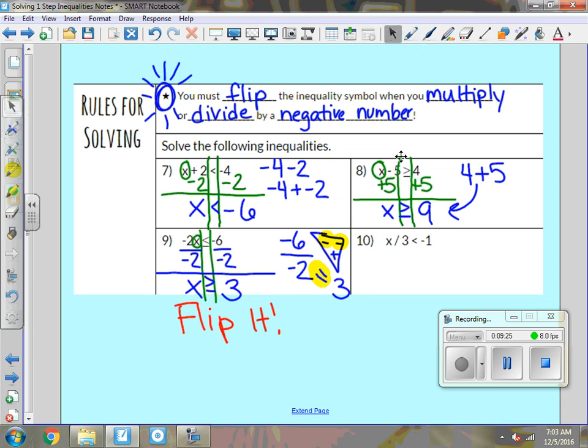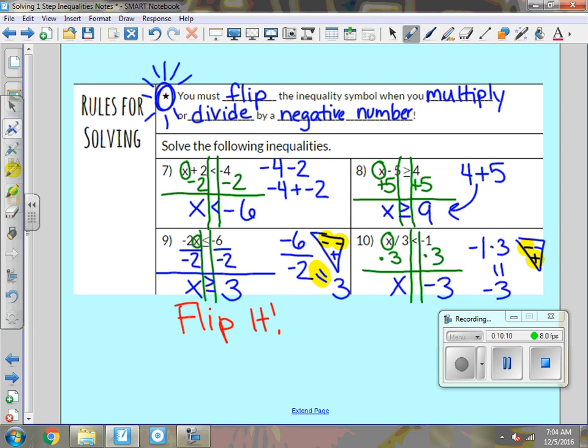Let's look at number 10. On number 10, I'm going to draw my railroads and circle that x that I want to keep. Now here I have a slash, which we know that means to divide. So to undo dividing, I'm going to multiply by that number I want to get rid of, both sides. So I'm going to get just x on the left, and then -1 times 3. Using Mad Bob, a negative times a positive leaves me a negative. So I'm going to have a negative answer, and then 1 times 3 is 3.